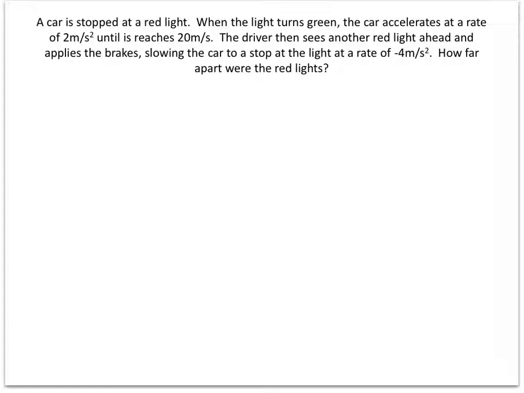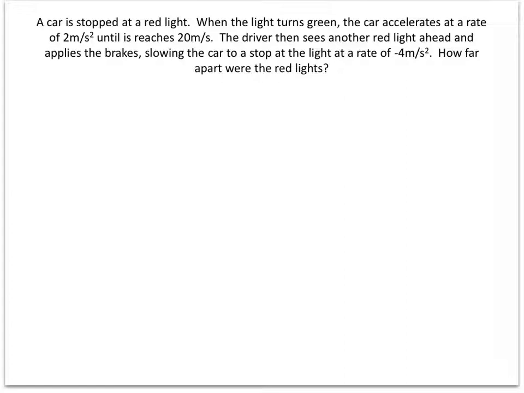The driver then sees another red light ahead and applies the brakes, slowing the car to a stop at the light at a rate of -4 meters per second squared. How far apart were the red lights? So let's think about this problem without the numbers. I'm stopped at a red light, light turns green, I hit the gas, I accelerate, I see another light, I let go of the gas and hit the brake and slow down to a stop at the next light. It's kind of like driving in the city.